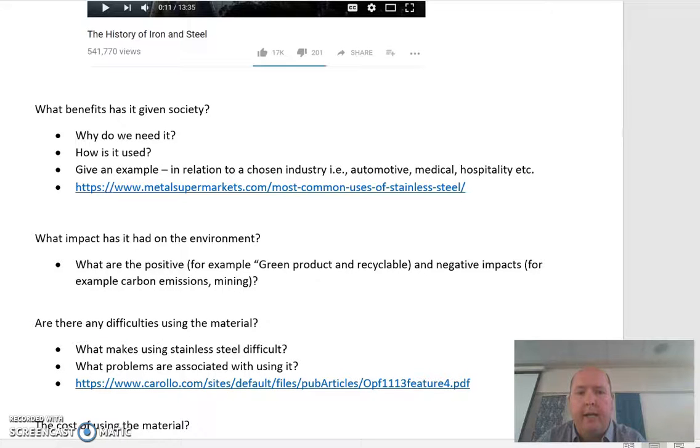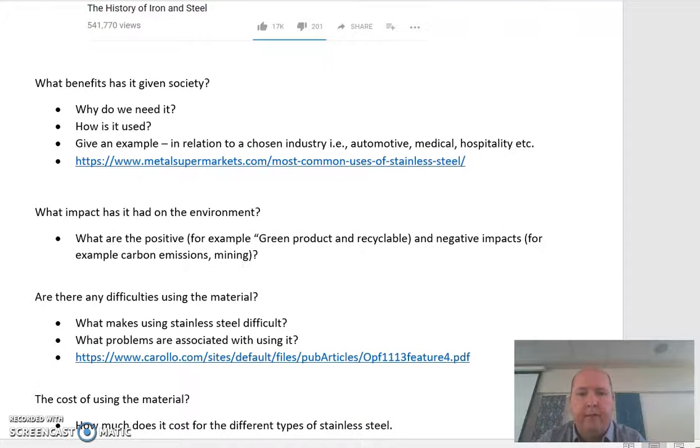The next question is, what impact has it had on the environment? So for a question like this, you probably want to look at what are some of the positive and negative impacts. All right, I've only looked into this issue a little bit, but as we say, when you're looking at the impacts, you might want to look at the positive and negative ways it has affected the environment. All right, and from my very quick look, some people have talked about it being a green product and recyclable, and then others have talked about negative impacts, for example, carbon emissions and the mining.